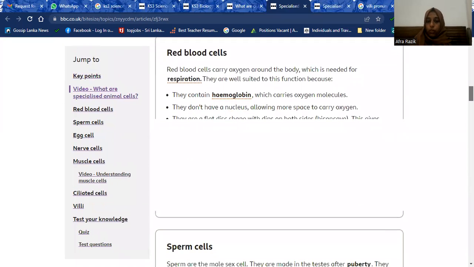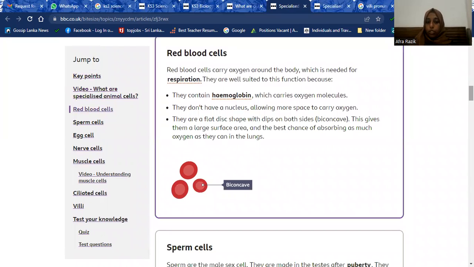So red blood cells, right? You can see the picture, red. It says it's red blood cells, so definitely it should be red in color. Red blood cells carry oxygen around the body. Yes, because of red blood cells, we get oxygen. The red blood cell is the cell which carries oxygen around the body, which is needed for respiration. Yes, the respiration and energy is possible because we have the red blood cells.